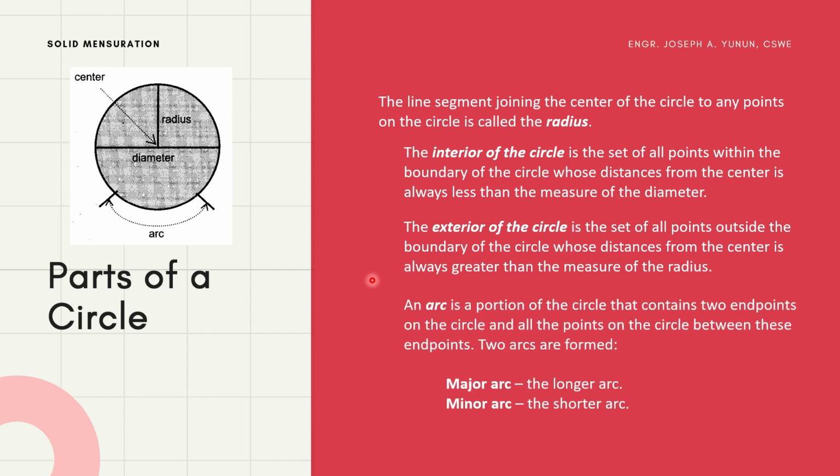And an arc is a portion of a circle that contains two endpoints on the circle and all points on the circle between these endpoints. So two arcs are formed. If you consider this one, we can call that a minor arc. But if you consider the outer part, that gives us the major arc. So the major arc is the longer arc, and the minor arc is the shorter arc.